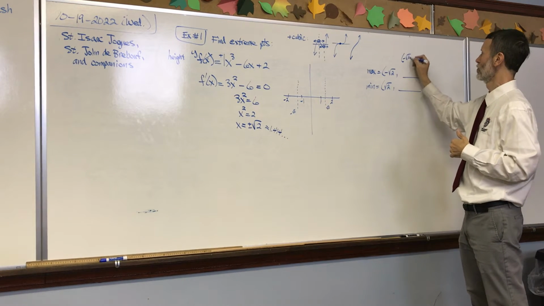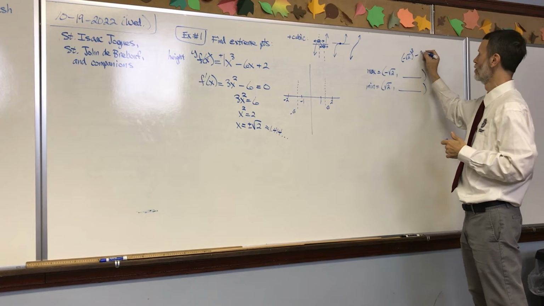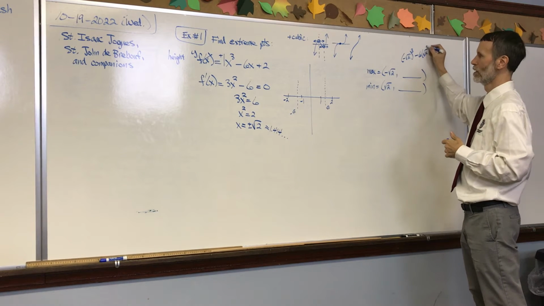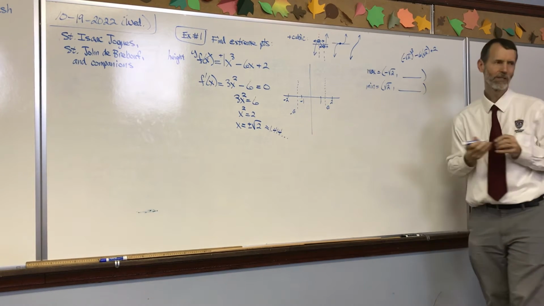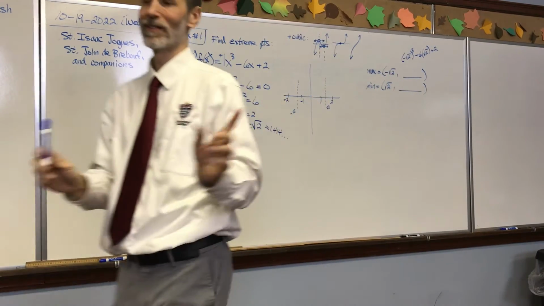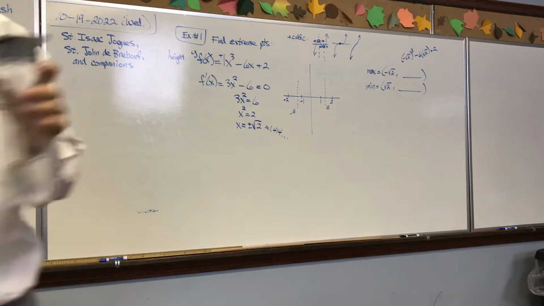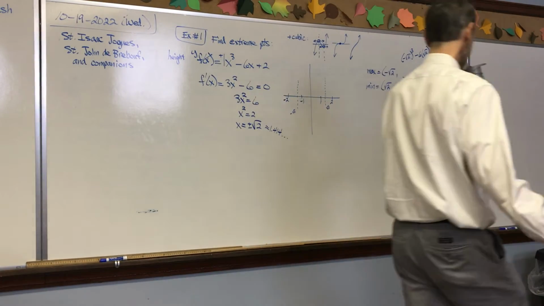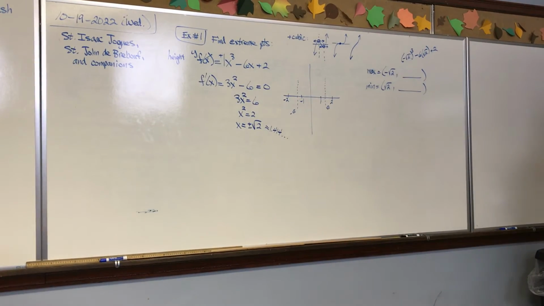Negative radical 2 cubed minus 6 times radical 2 plus 2. Can somebody simplify that for me? I would not use a calculator for this. It'll give you some horrible decimal. Let's see, Nate, take this one. What's a negative cubed, first of all?